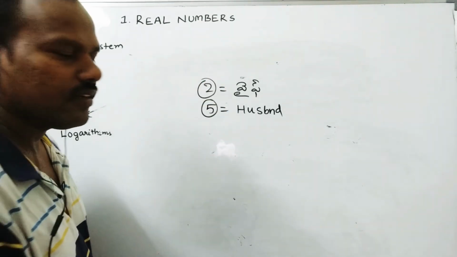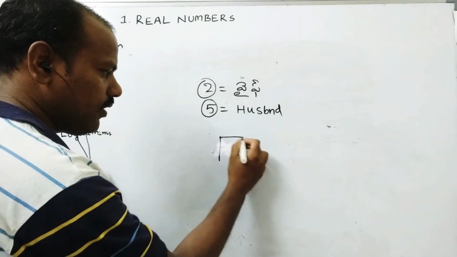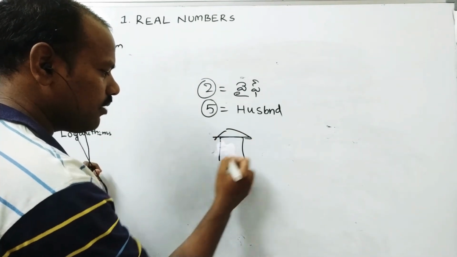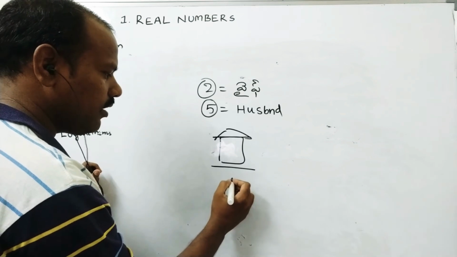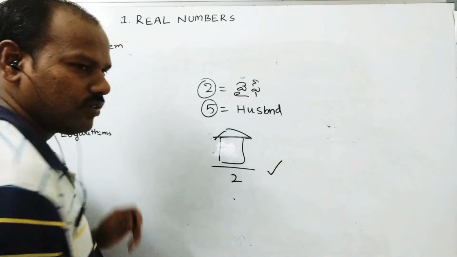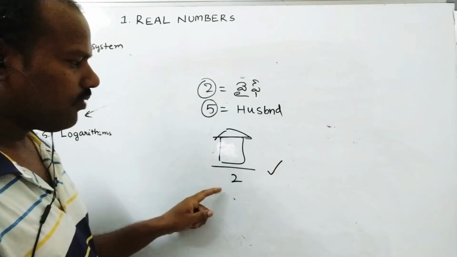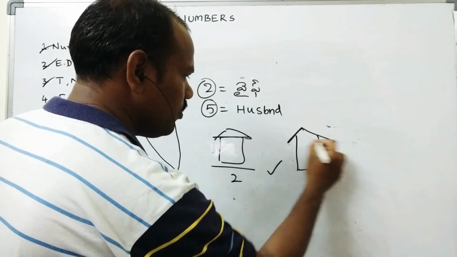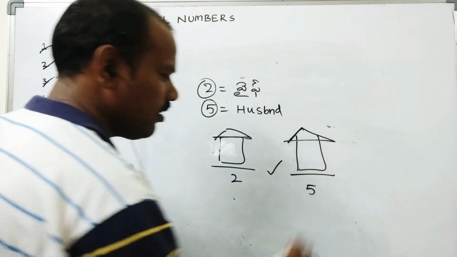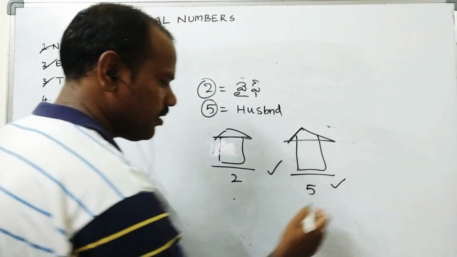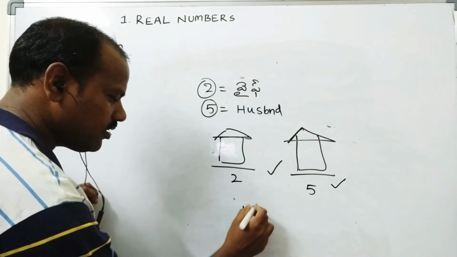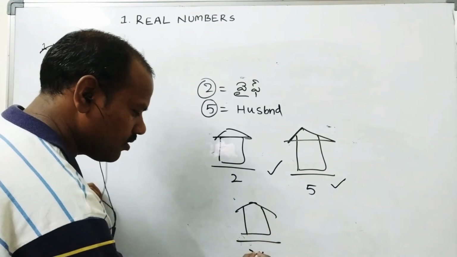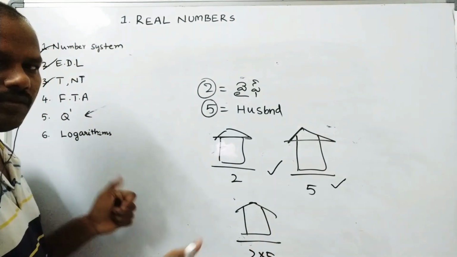Let us imagine. So if I have a house here, the house can be run by the wife. Only the wife is there, that is also okay. So the wife leads the house, and even the husband alone can lead the house. This is also possible. Now both are there, that is also well and good. Wife and husband both will lead.